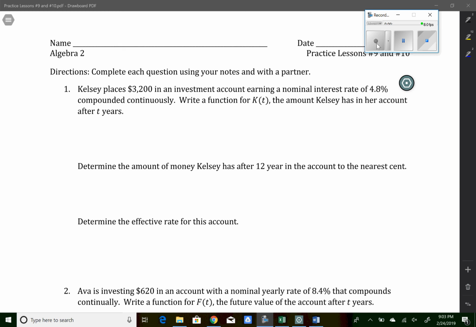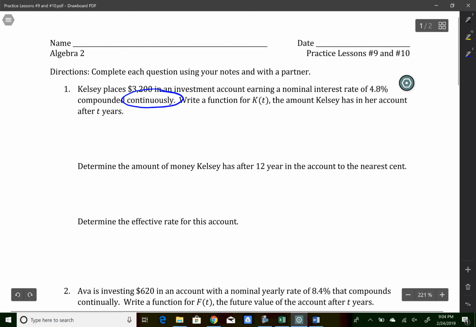Number one says Kelsey places a $3,200 investment in an account earning nominal interest rate of 4.8% compounded continuously. So it says write a function for K of t, the amount of money Kelsey has in the account after t years. As soon as I see that word continuously, I know we're talking about the PERT formula. So we're going to say the Kelsey function is equal to the initial amount, 3,200, e to the 0.048t. Remember the PERT formula is, whatever the future amount is, P e to the rt.